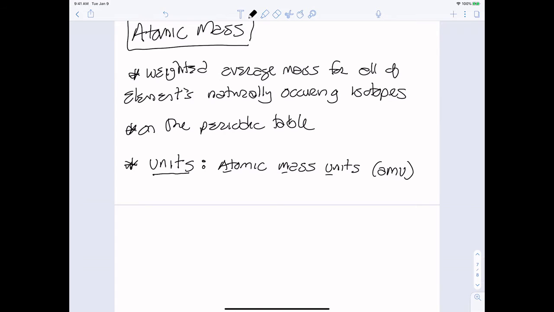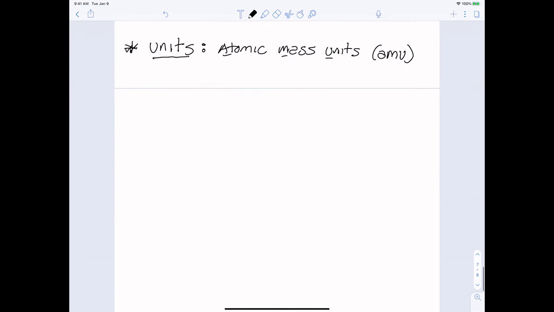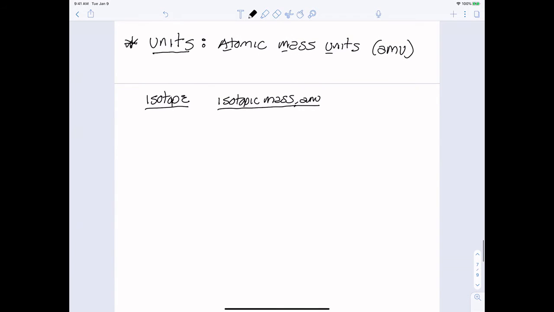So I want to go through a calculation. How do we calculate atomic mass? I'm going to give us some information here. We're going to have our isotope. We're going to have the isotopic mass. So what is the mass of just that isotope? Not our weighted average, but just that isotope. And our units on this is going to be atomic mass units also. And then we're going to have our percent abundance. So in nature, and I'm going to do it with neon, what percent of neon is in this form?